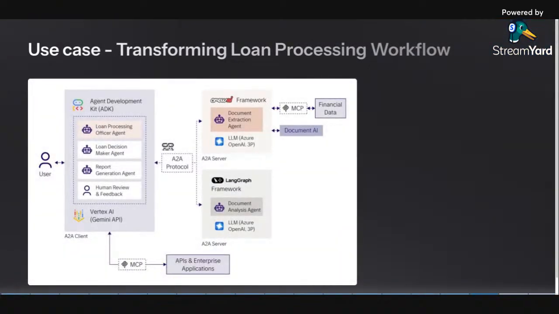One of the last things I'd like to discuss is a use case. Let's say, as an example, we are transforming the loan processing workflow. In order to achieve this loan processing workflow, we need to consider three things: the loan processing officer agent.